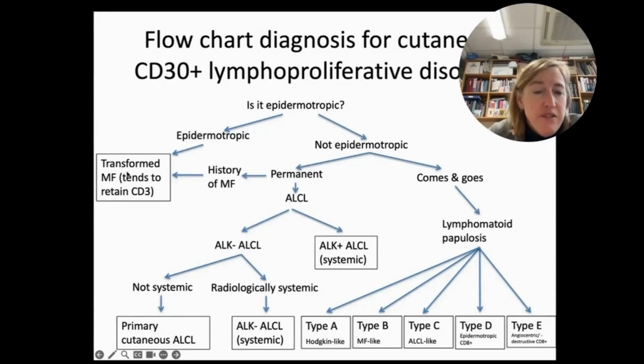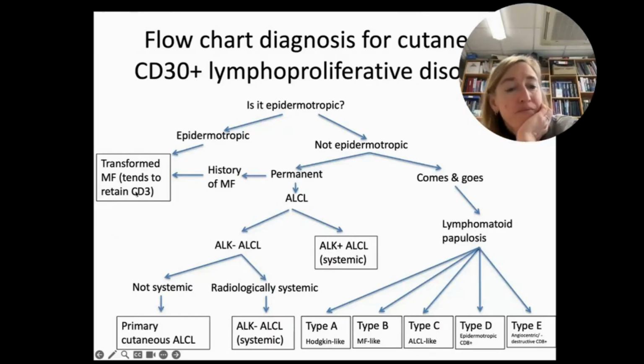If it's ALK negative, which the bulk are, then the question is, does the patient have evidence of this disease anywhere else? And if the answer is no, then it's primary cutaneous anaplastic large cell lymphoma. And if radiologically it is systemic, then it's an ALK negative anaplastic large cell lymphoma that's systemic. And then finally, if it's not epidermotropic and not permanent because it comes and goes, then we're going down this route here, and it's best regarded as lymphomatoid papulosis.